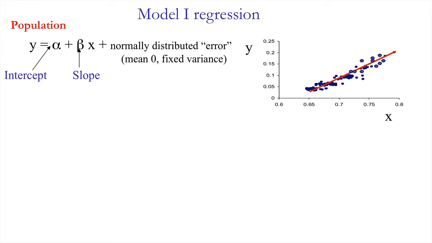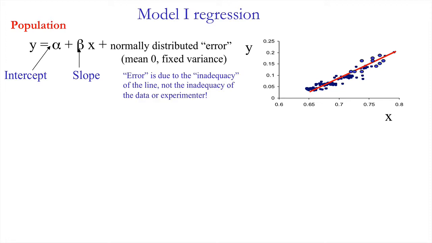So, how does model regression work? Well, at population level, we assume that the world is rather linear in that we have a population level intercept alpha and a population level slope beta, and we have variability around that overall model. And that variability has a mean of zero, but fixed variance for whatever level of the predictor we are considering. Now, it's important to note that that error, although it is called error, is really an inadequacy of the model in explaining all of the variability in the data rather than an inadequacy of the data or even the experimenter.